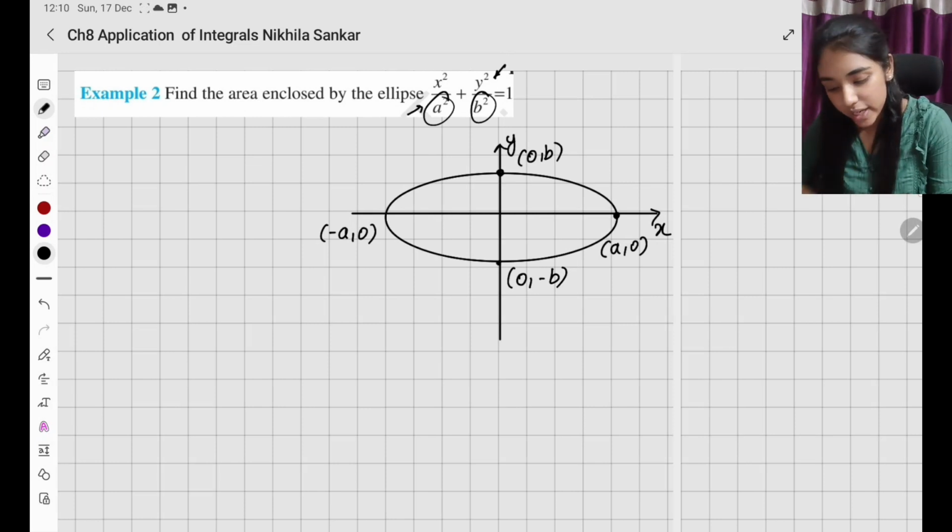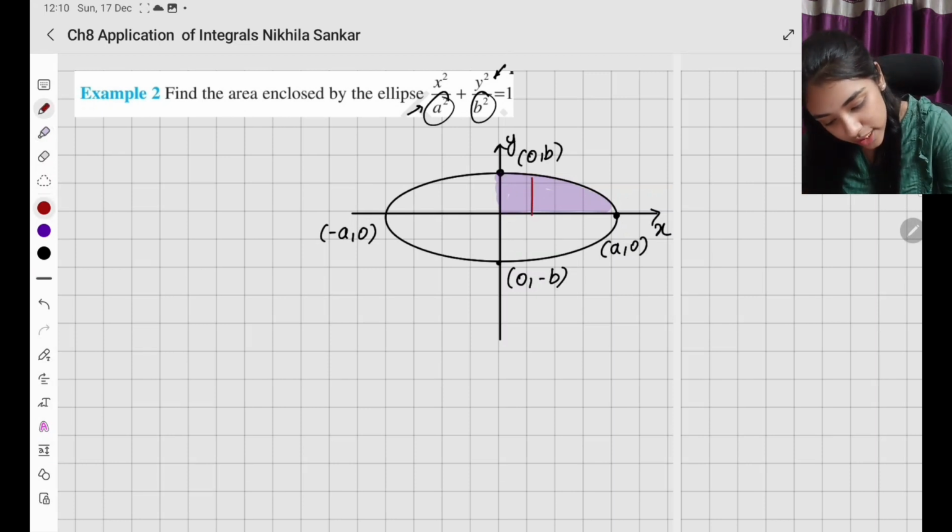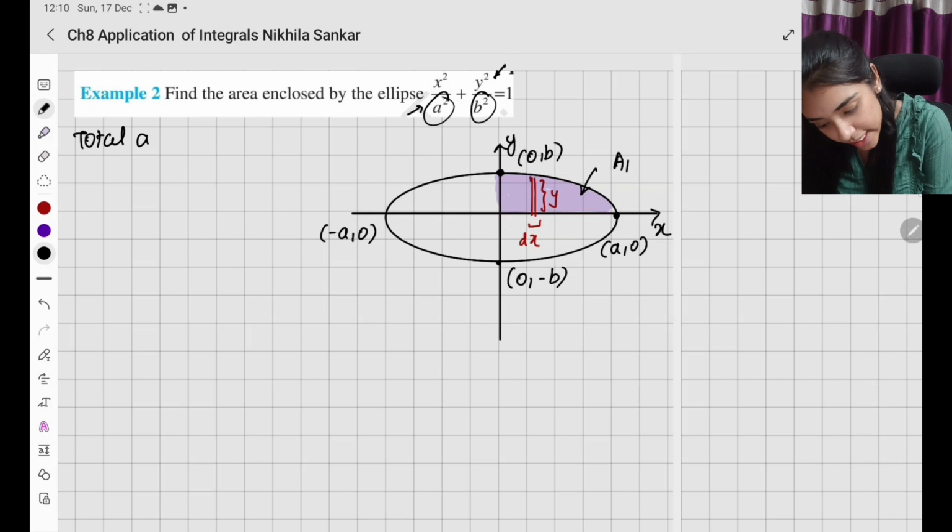Okay, I'm going to again do the same thing. I'm going to find the area of this particular shaded region and now I'm going to take a thin strip. So I take a thin strip like this, and this is going to be my x, dx. This is going to be my dx and this is going to be my y. So what is my integration going to be? Again, this is my area 1. So now the total area is going to be 4 times A1.